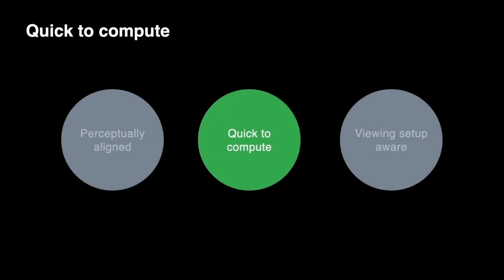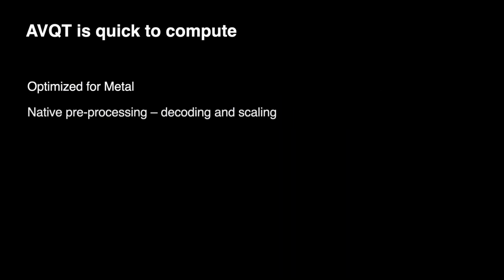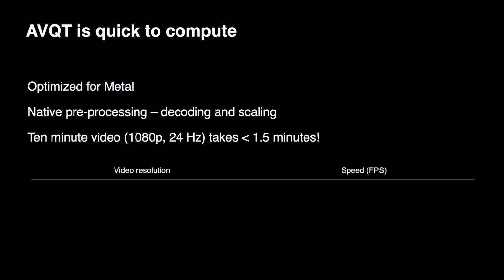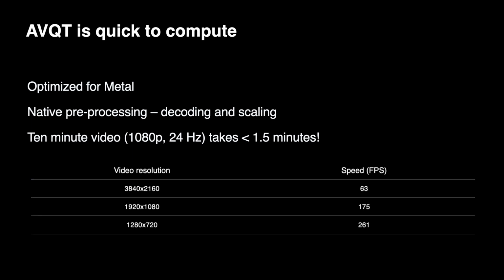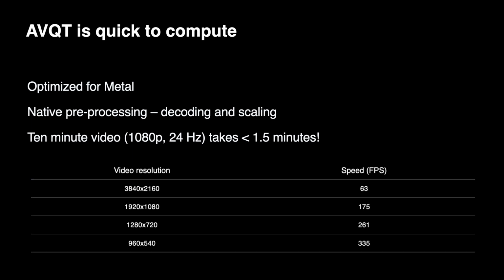Let's move on and talk about AVQT's computational speed. Note that high computational speed is quite important to ensure scalability. AVQT's algorithm is designed and optimized to run fast on Metal. This implies that you can run through large video files very quickly. It also takes care of all pre-processing natively. For you, this means you don't have to decode your videos and scale them offline. AVQT does that for you.